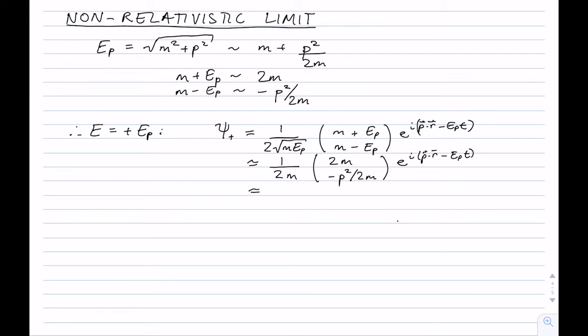Which is 1. And then if I go p squared over 2m over 2m, it's something like minus 1/4 v squared, which is v squared on c squared, right? And I'm putting the c squared there. Minus 1/4 v squared on c squared times the phase factor. So the upper component is 1, and then the whole thing looks like a non-relativistic particle phi. And then the lower component is order v squared on c squared. So if velocity is small, then that part is very small.